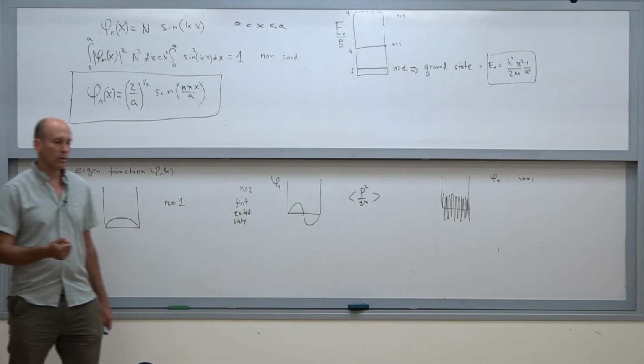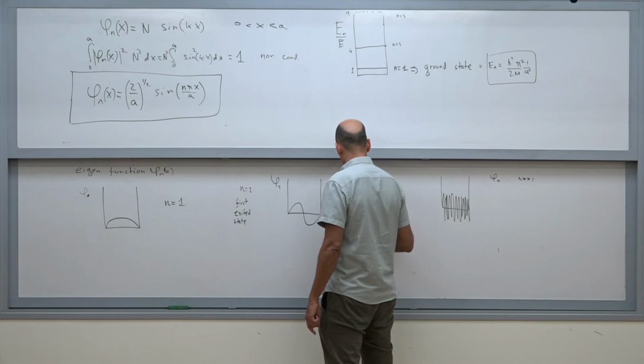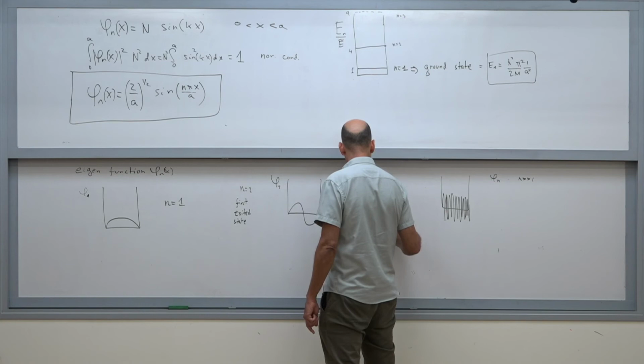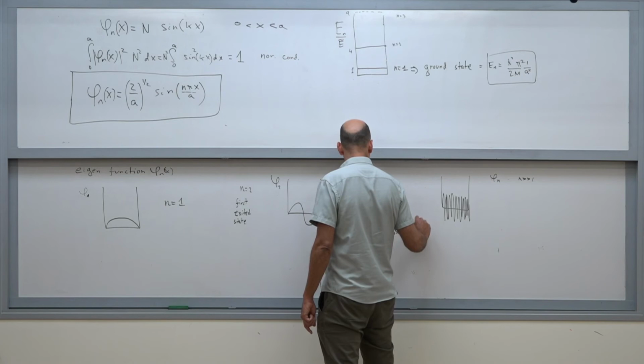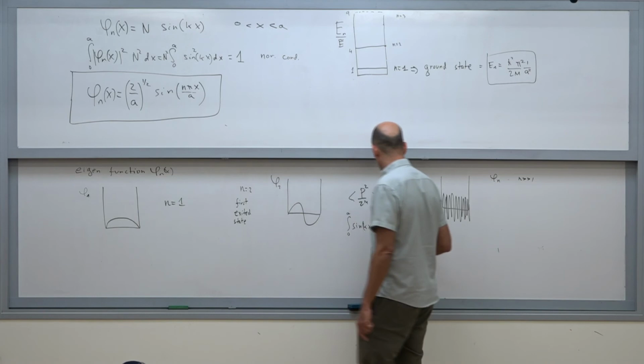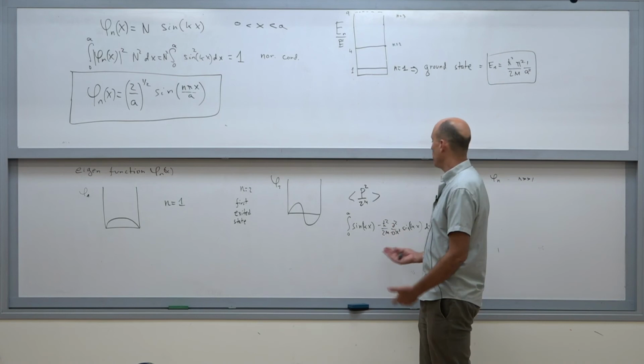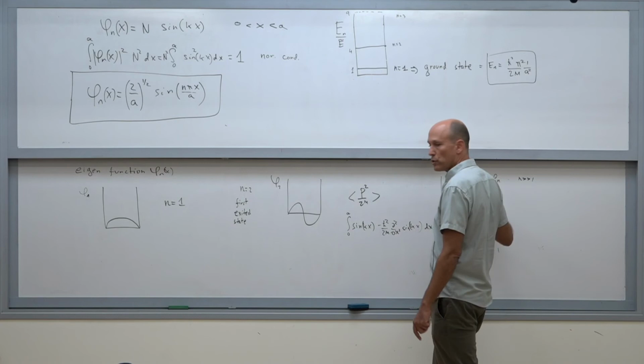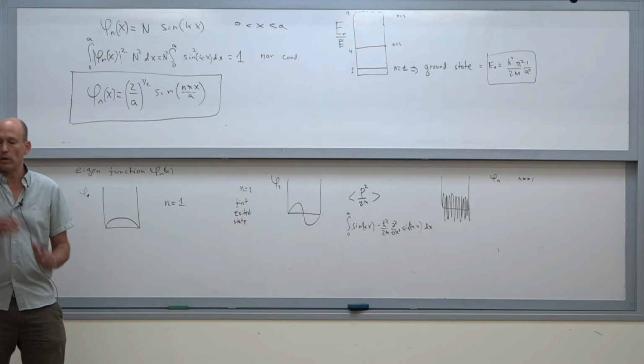What is this guy? This is simply sine kx. So when I take the derivative, I get k squared out, and k is proportional to n. So the bigger is k, the more kinetic energy, and the bigger is k, the more oscillations you have. That's the meaning of the wave number. When the wavelength is smaller, you have more oscillations.